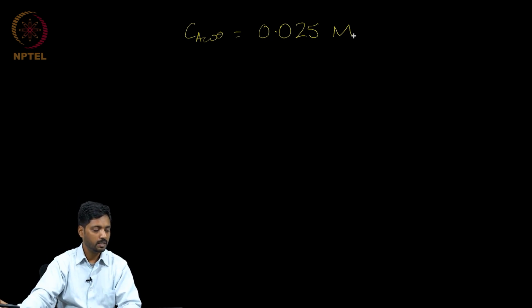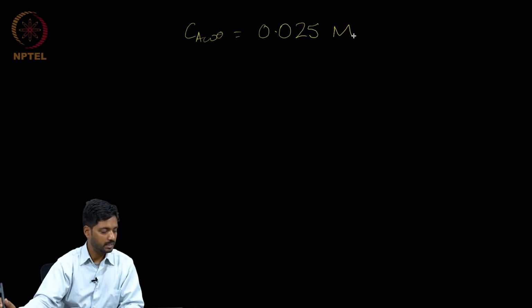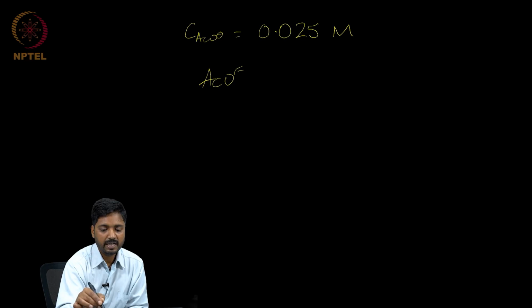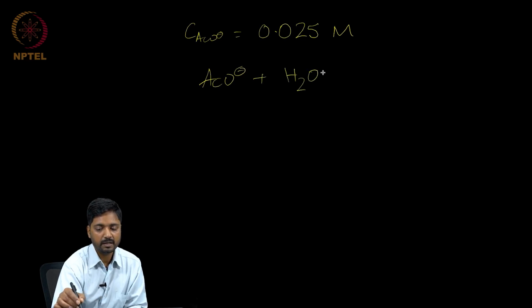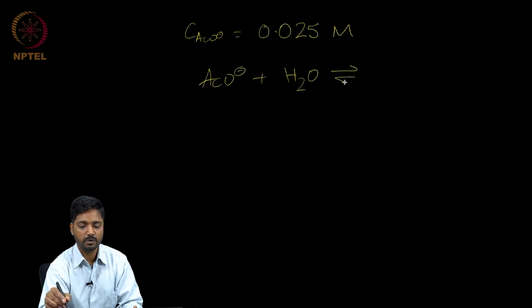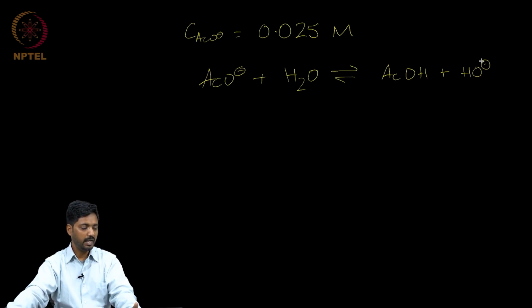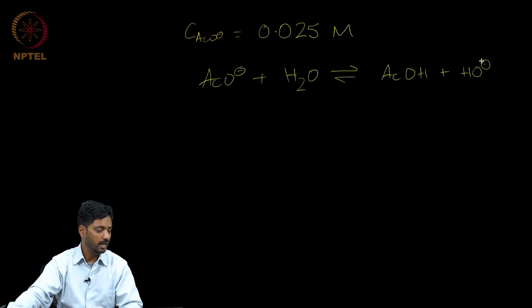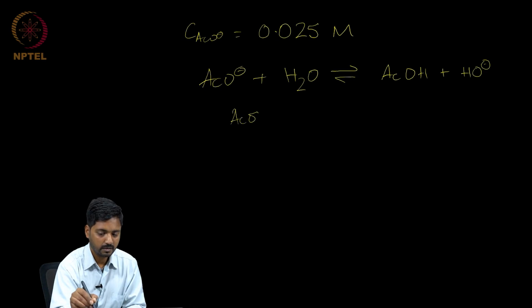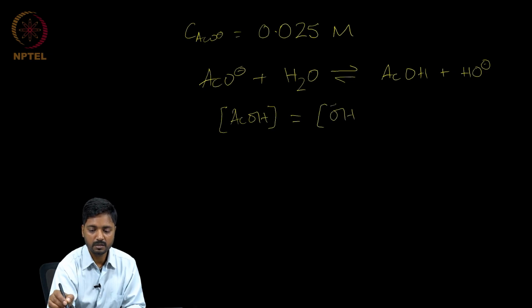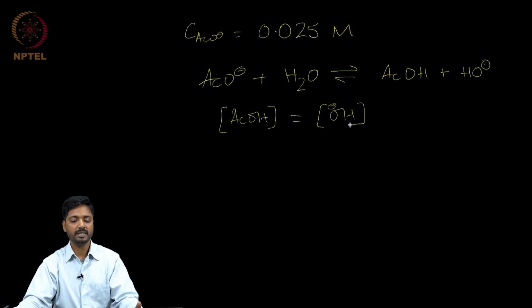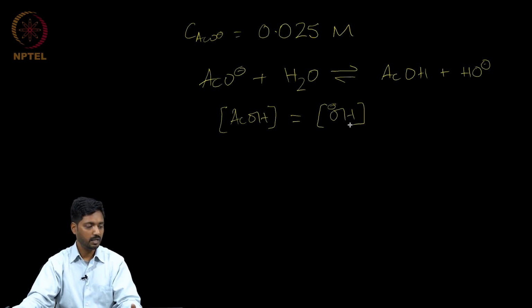Now, one equilibrium to be considered here is that when we have acetate anions present, they can also take up protons from water and convert back to acetic acid and produce hydroxyl ions, and what we believe is that the acetic acid concentration is equal to the hydroxyl ion concentration. That is what the equivalence point will have.